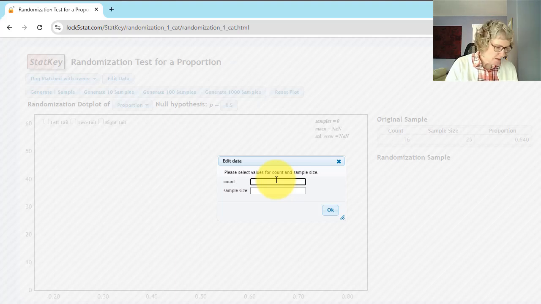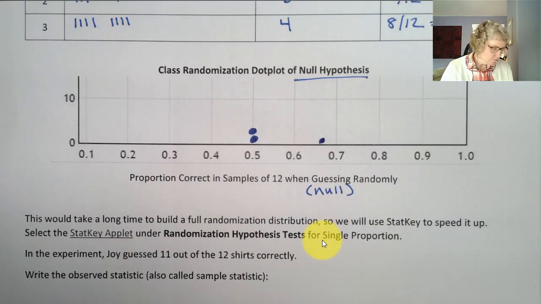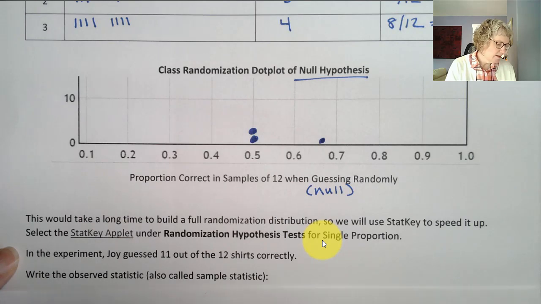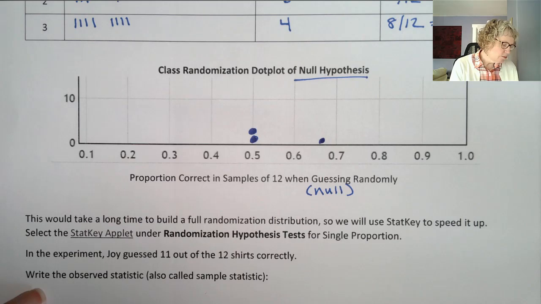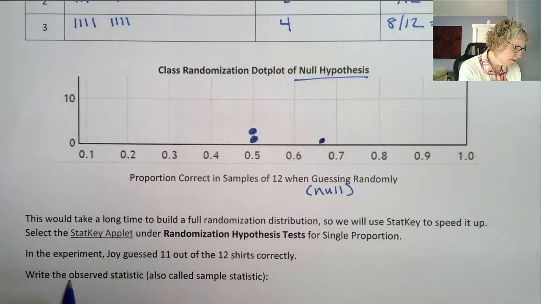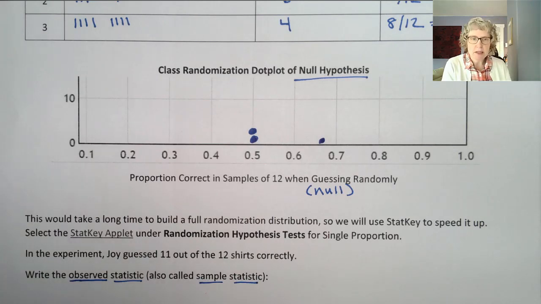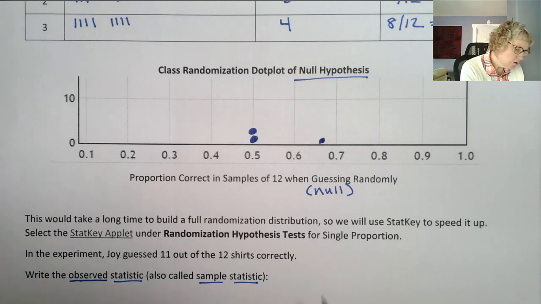And so I'm going to go back to the notes for a second. I'm going to tell you that in this experiment, Joy guessed 11 out of the 12 shirts correctly. Okay, is that surprising? So that's the result. And from this, we can write our observed statistic. So this word observed statistic or sample statistic mean the same thing. Those are general terms. In this case, we have a proportion, so it'll be a sample proportion or p hat.